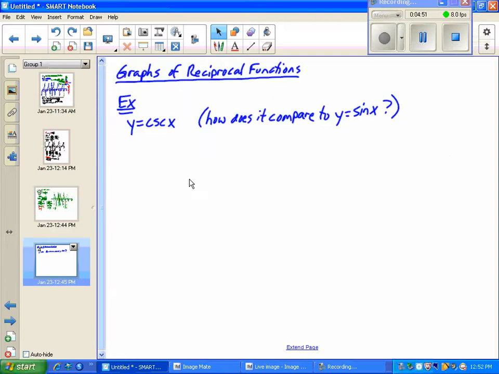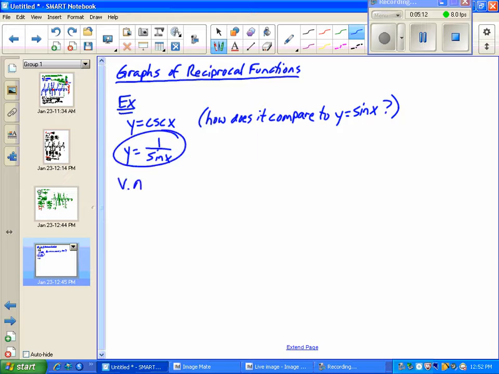Okay, let's look at this next one here. All right, how about some graphs of reciprocal functions? So let's say you have the cosecant of x. Now remember, the cosecant is 1 over the sine of x, right? So that's really what we're graphing right here. So you're going to have some undefined points here. Where does the sine of x, that denominator, where's this thing going to end up being 0?